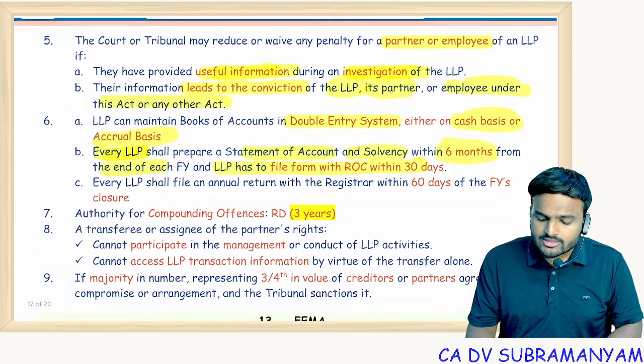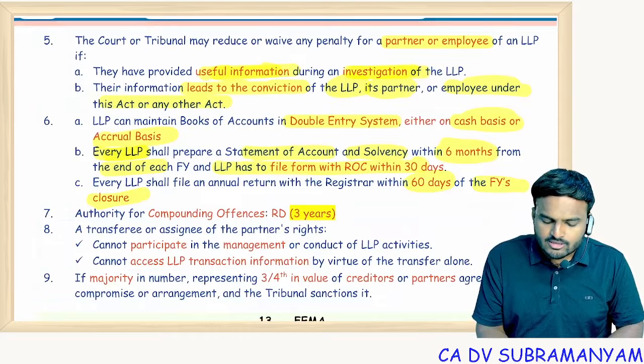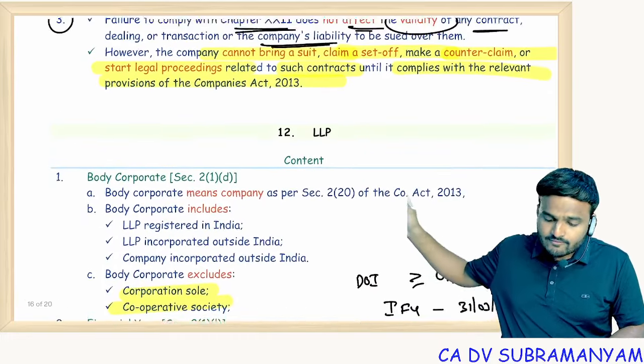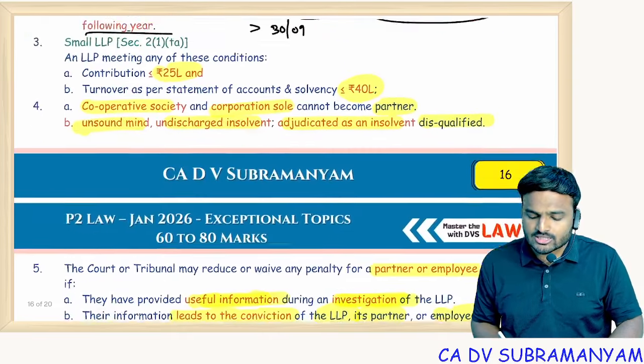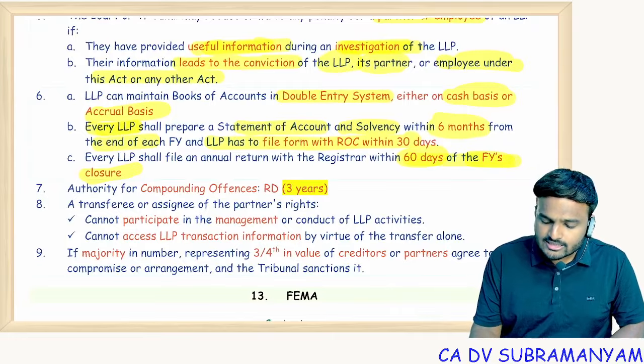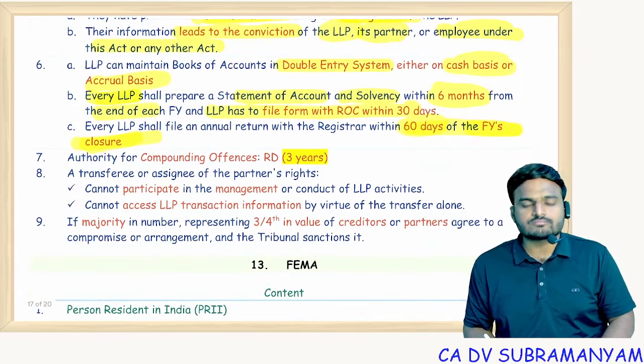Whereas annual return should be filed within 60 days from the end of the financial year closure. Even for foreign company also same time limit, 60 days from the end of financial year. LLP also, 60 days from the end of financial year.